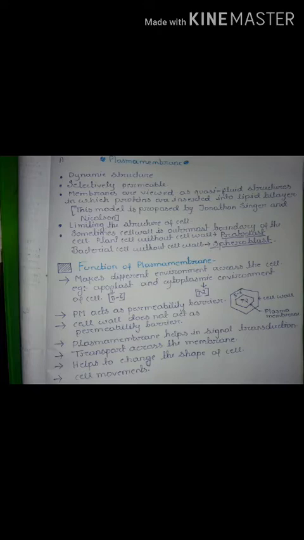Now, limiting the structure of the cells, fourth point. Fifth point, sometimes the cell wall is the outermost boundary. A plant cell without a cell wall is called a protoplast, and a bacterial cell without the cell wall is called a spheroplast.